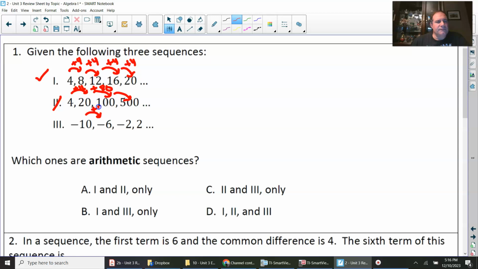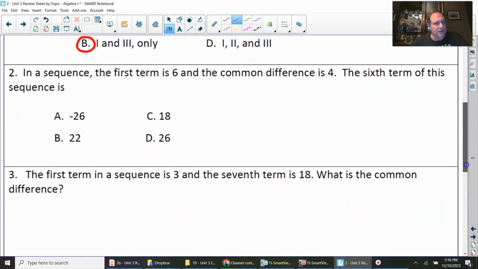This is a +4. This is a +4. This is a +4. That's arithmetic. So we put 1 and 3. 1 and 3 only. B is your answer. Nice and easy question to start us off.